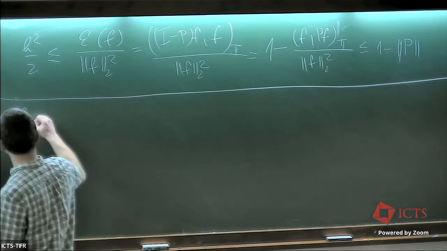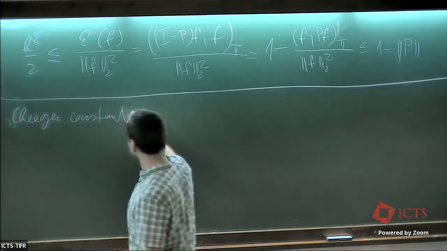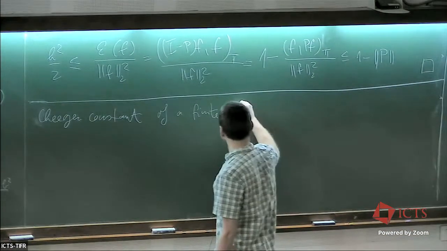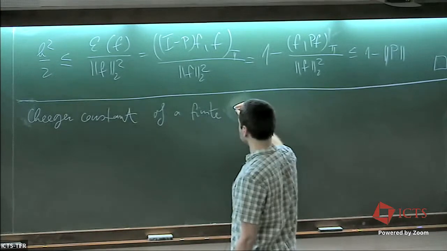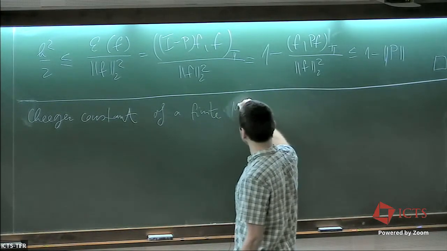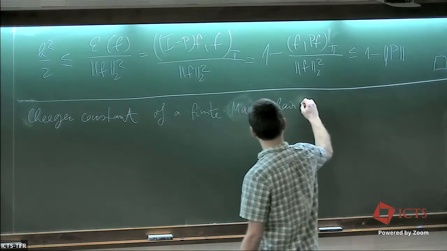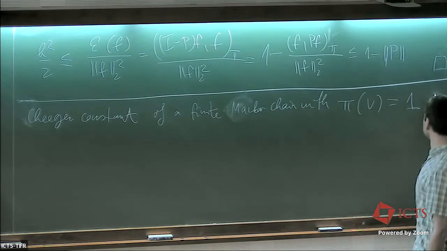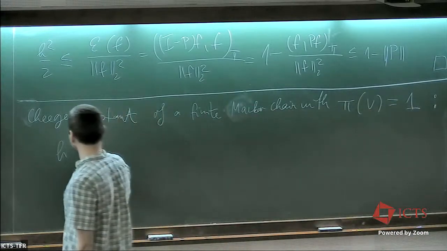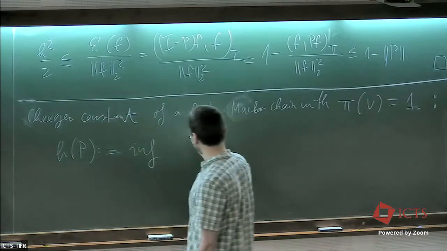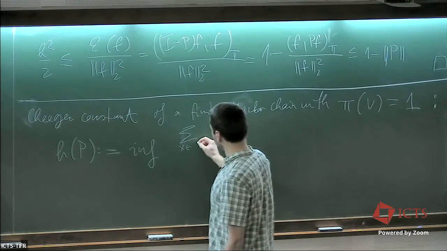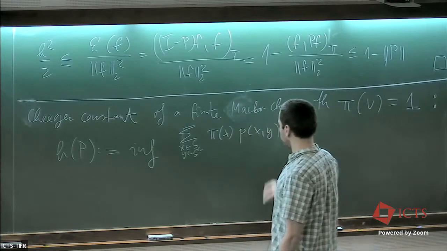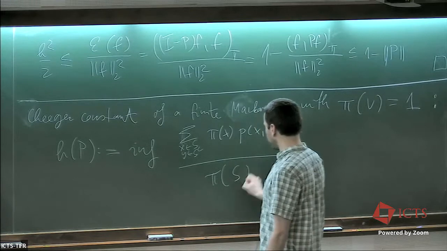So let's say first the Cheeger constant of a finite Markov chain. Okay, let's say reversible. It doesn't have to be actually reversible. So let's say a finite Markov chain with total stationary measure one. Well, it's the infimum of the sum over x in S, y in S complement, of pi of x, p_xy, divided by pi of S.